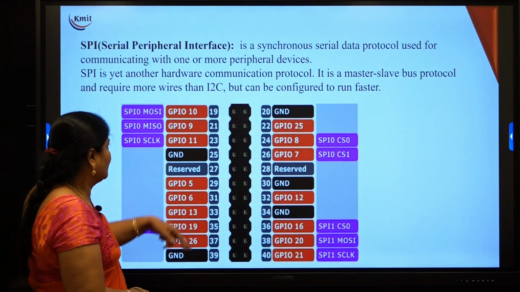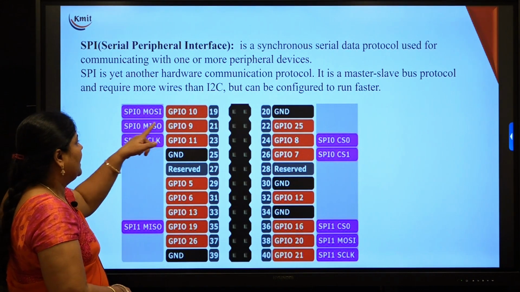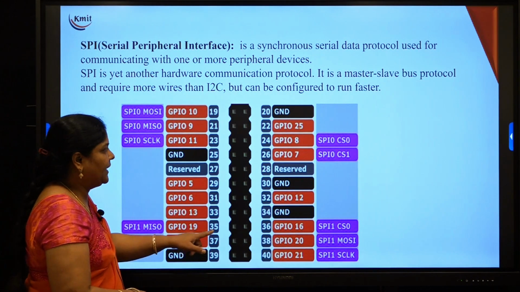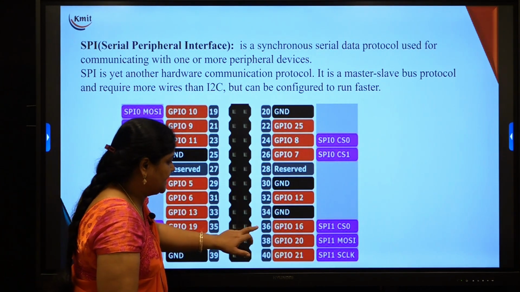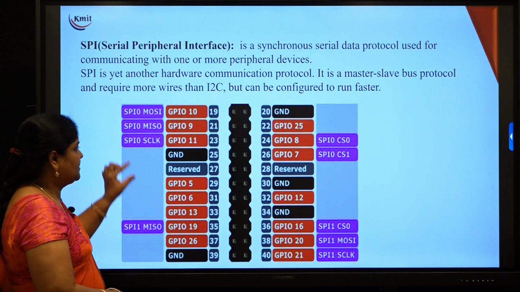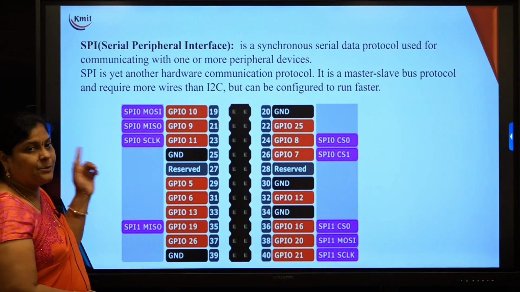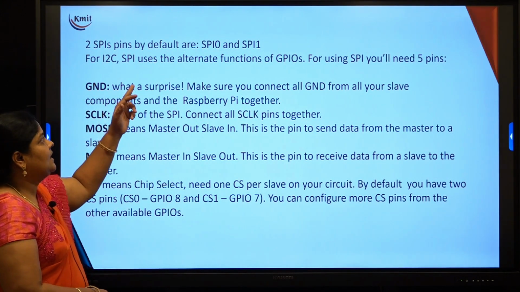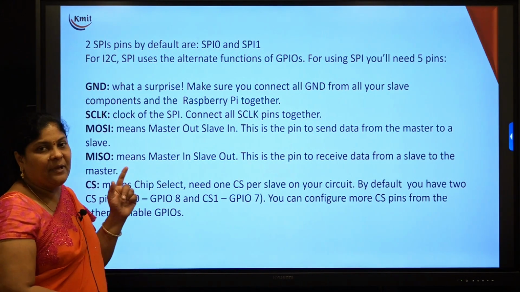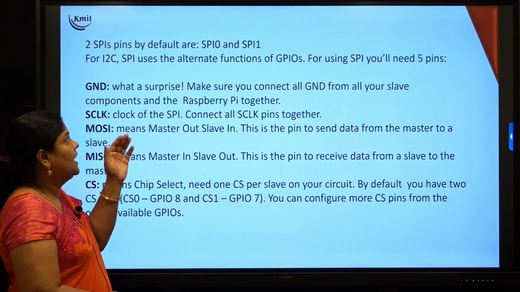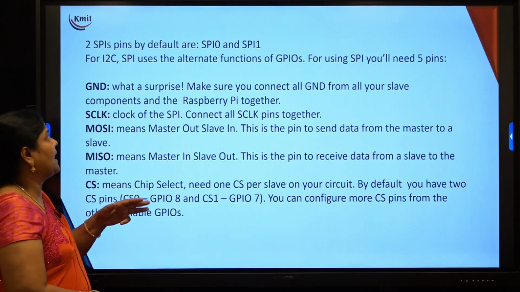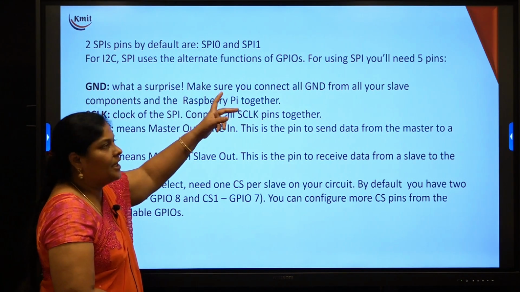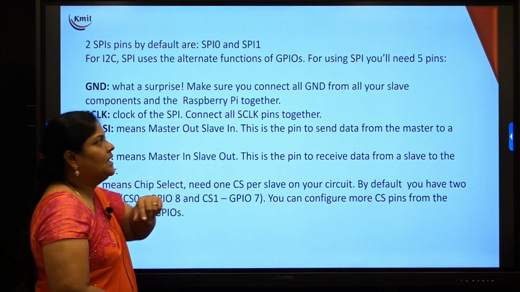Among these pins, the SPI pins are 19, 21 and 23, and also 35, 24, 26, 36, 38 and 40. These pins are specifically for SPI serial communication. By default there are two SPI interfaces, SPI 0 and SPI 1. Like I2C, SPI uses the alternative functions of GPIOs.